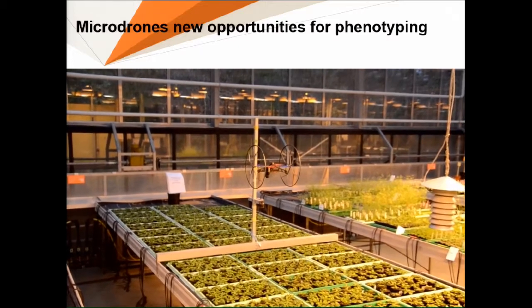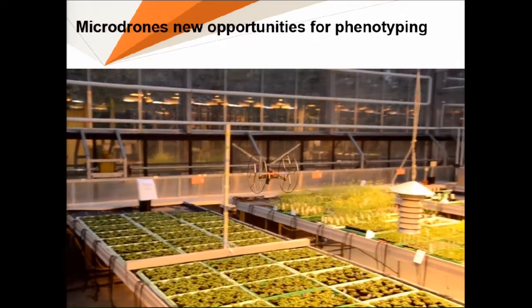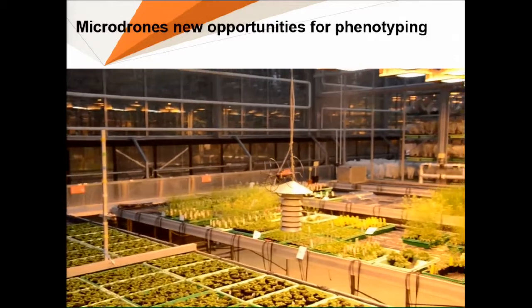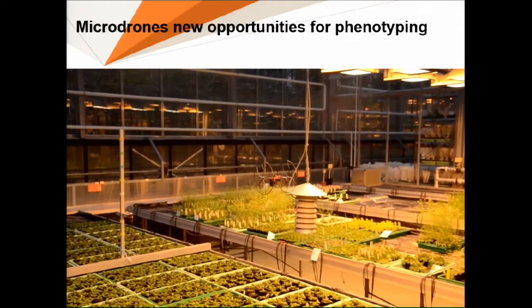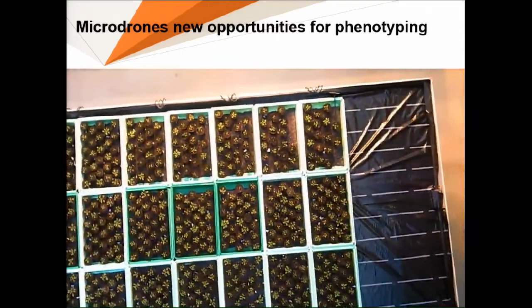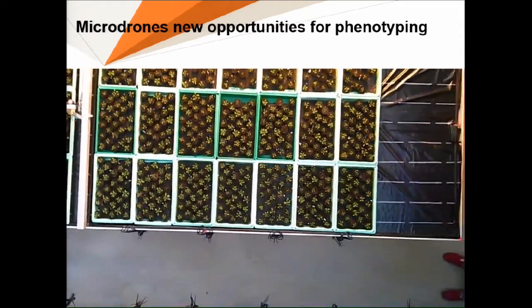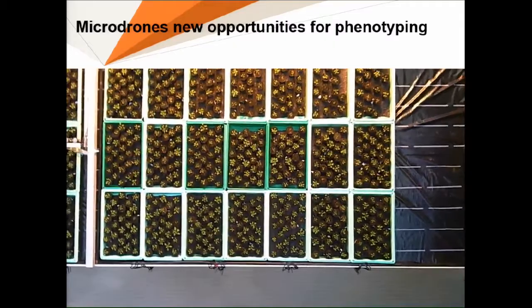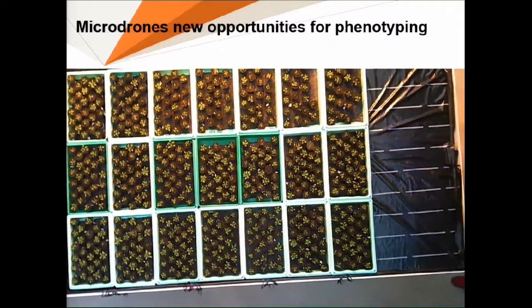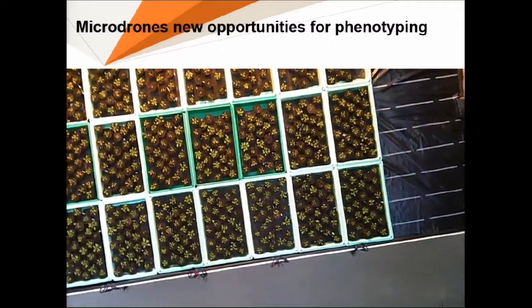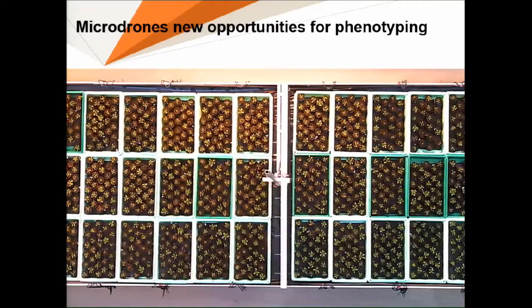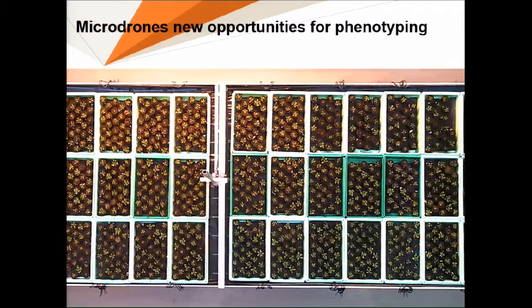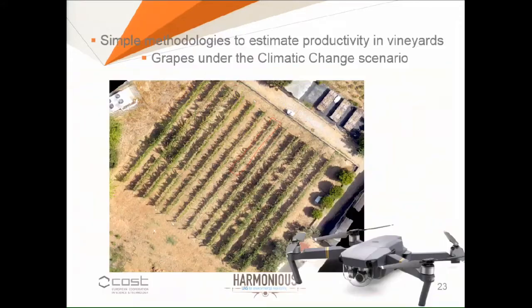So there is the drone flying over the Arabidopsis plants. Arabidopsis is a model plant in plant physiology. All the genome is sequenced right now, so it's a really important thing. So you can see now the image from the drone itself. And here is the typical ortho model that we can use to calculate the growth of the plant.